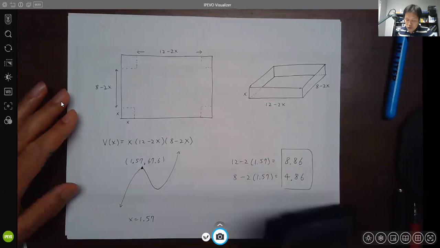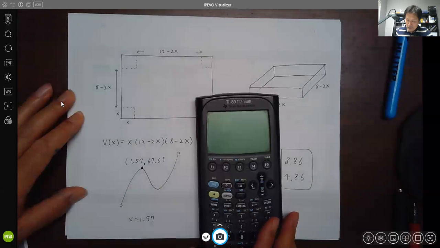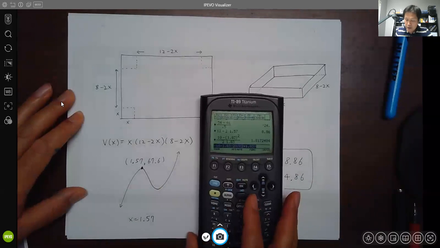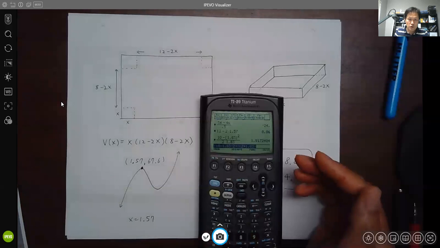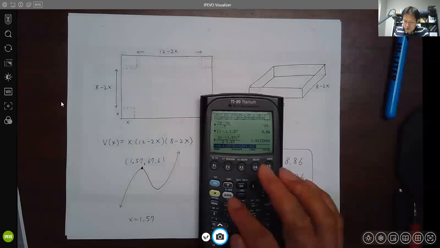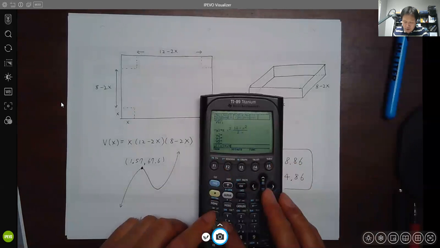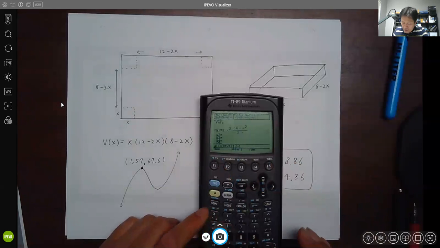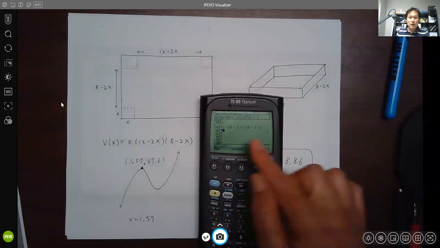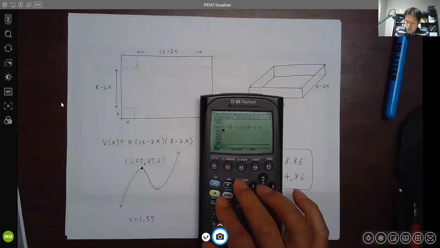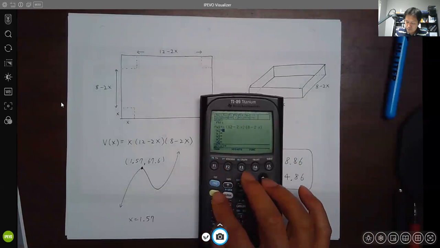So if I show you, I don't think many of you have TI-89. So you can use your computer software too if you don't have graphing calculator. So what I can just show you one. I'm gonna type the x times parentheses 12 minus 2x times 8 minus 2x. So that's my thing, and I'm gonna go to graph.